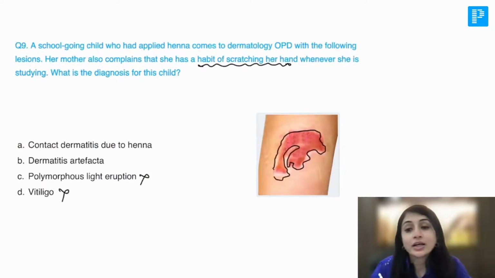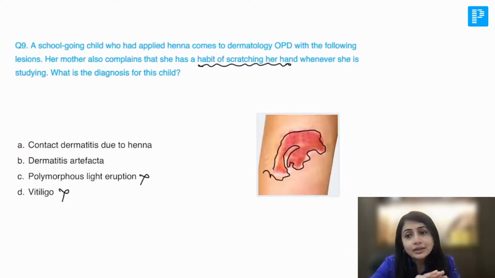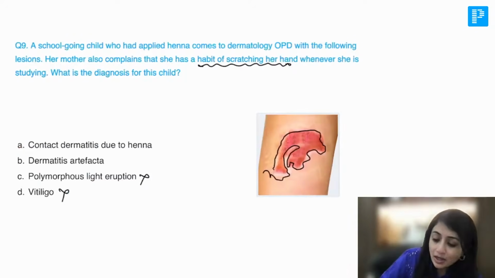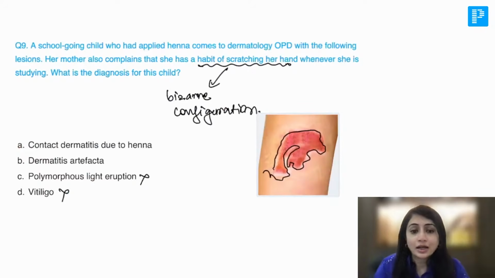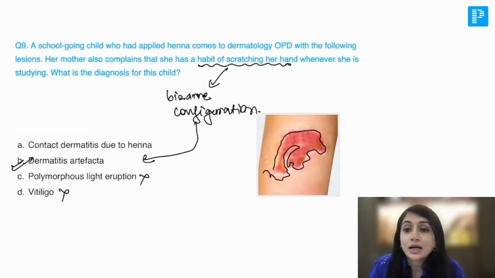Why would a contact dermatitis present with something like this? So when you apply henna, it will happen at the site of henna application, can also spread beyond, but it will not present in some bizarre configurations. So if you see bizarre configuration of lesion with a habit of scratching her hand, this points towards dermatitis artifacta.